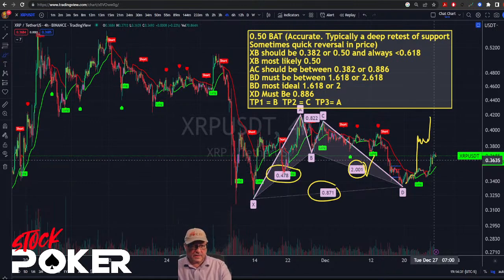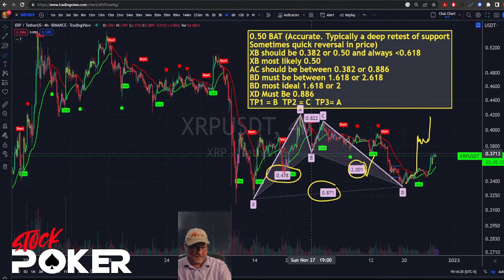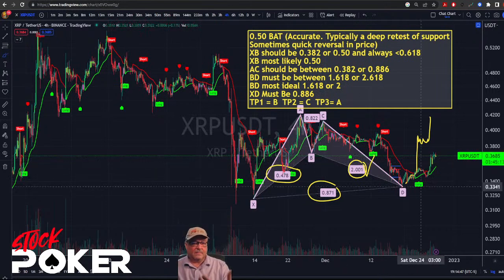Now this bat has already completed because we hit our take profit here at point B. So technically, if this harmonic ended right here and we continued down, it is a completed harmonic because it hit at least one of the targeted take profits. I'm expecting some more upside on this.